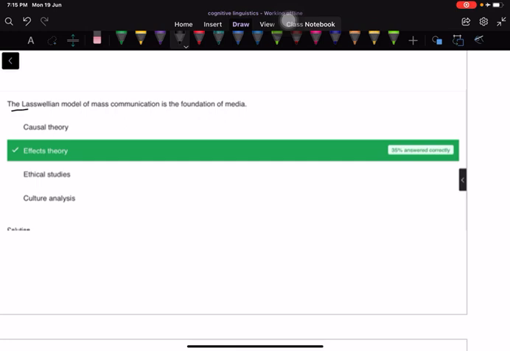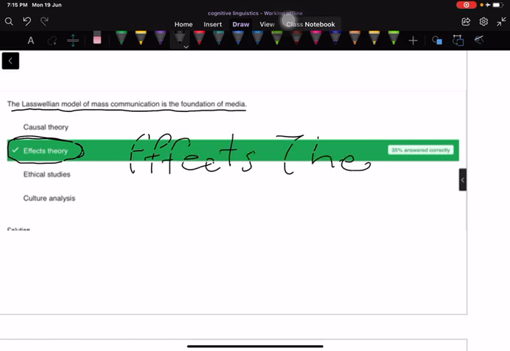Next, the Lasswellian model of mass communication is the foundation of media. This is explained by the effects theory. Lasswellian model.